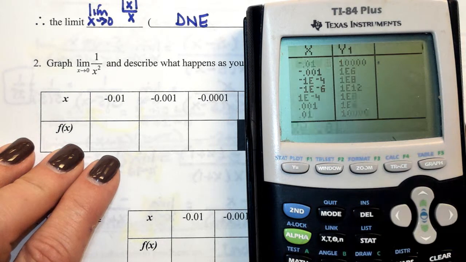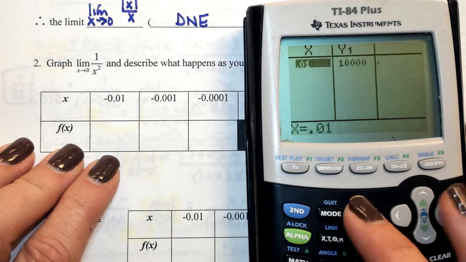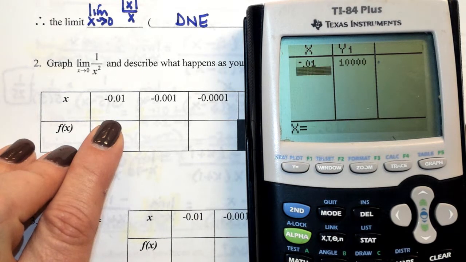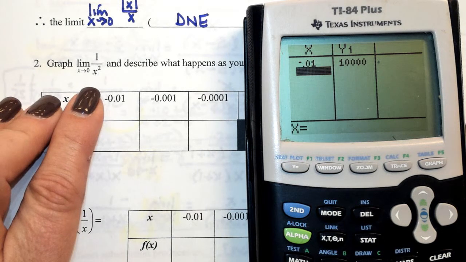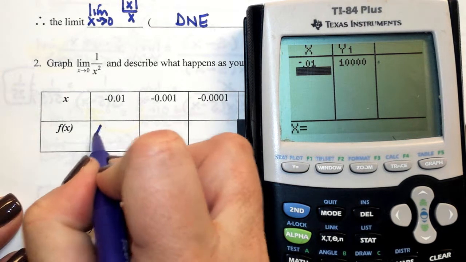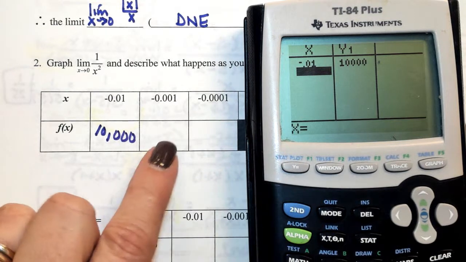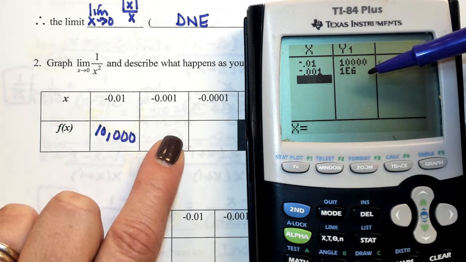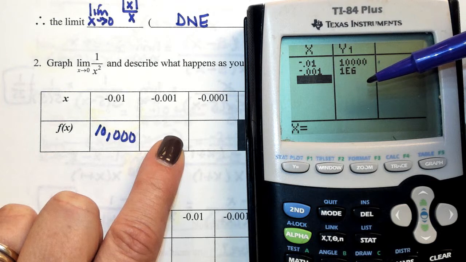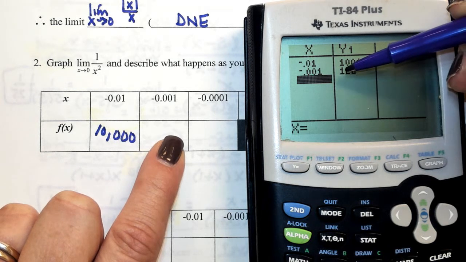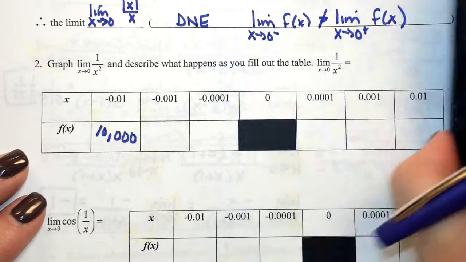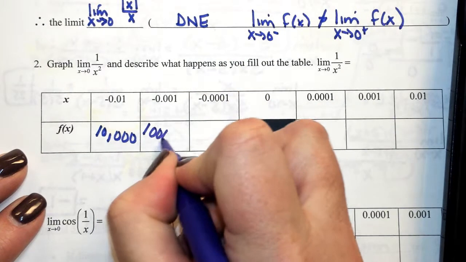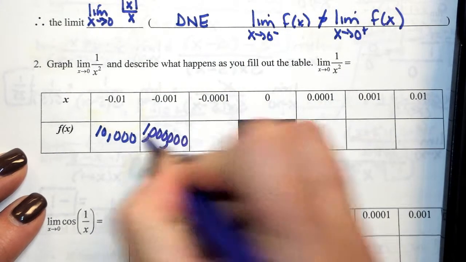So now I'll go to my table, clear out all those values. So I plug in negative 0.01. When I plug in negative 0.01 for 1 over x squared, I get 10,000. When I plug in negative 0.001, now remember, when you get this 1E6 on the calculator, that's the scientific notation the calculator is giving you. That means you have a 1 followed by 6 zeros. So I have 1, 2, 3, 4, 5, 6. So I end up with 1,000,000.